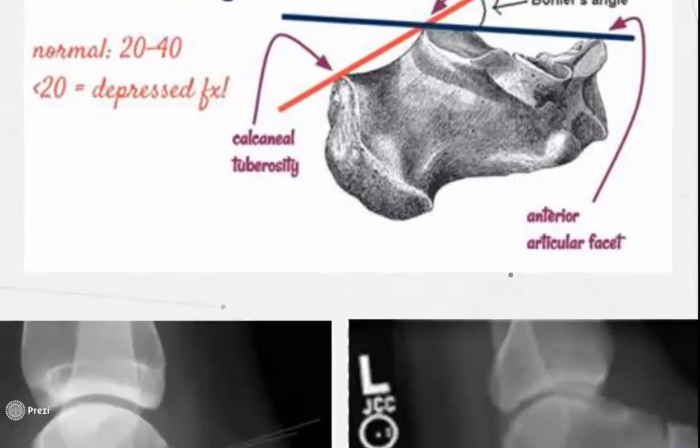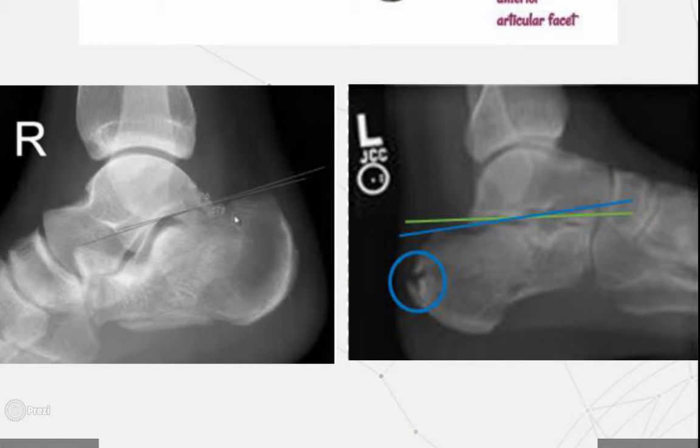Fractures of the calcaneus itself can be seen on the X-ray as well. Upward displacement of the body of the calcaneus produces a sign of a depressed fracture as indicated on the X-rays.